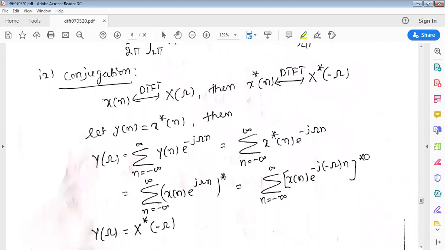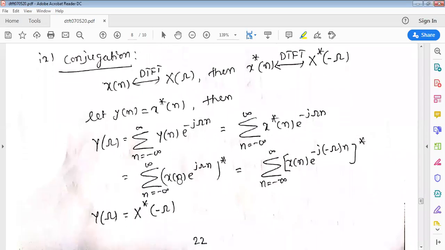Now, let us consider y of n is equal to x star of n, then y of omega is equal to, I'll write y of n into e power minus j omega n. I'll take the same previous formula. This is equal to summation n equal to minus infinity to plus infinity y of n, which is x star of n, into e power minus j omega n. Okay, y of n gets replaced by x star of n e power minus j omega n. So now I'll write x of n e power j omega n.